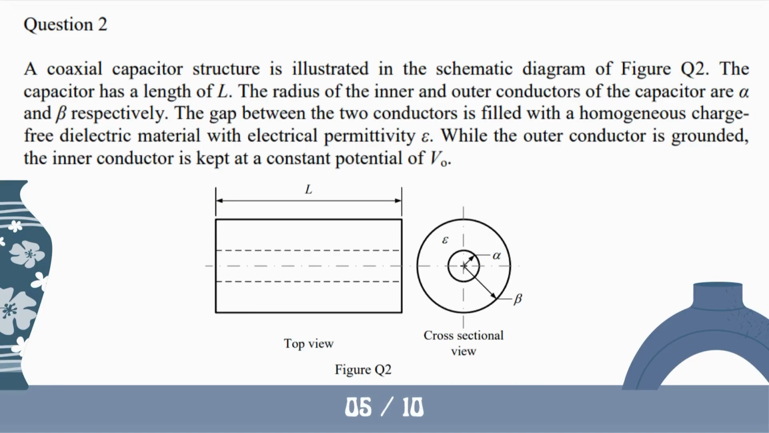Question 2 gives us the coaxial capacitor structure shown in figure Q2. This capacitor has a length of L, the inner radius is equal to alpha and the outer radius is equal to beta. The gap between the two conductors is filled with a homogeneous charge-free dielectric material with the electrical permittivity epsilon. The outer conductor is grounded and the inner conductor is kept at a constant potential of V0. The next slide will show how we get the capacitance.